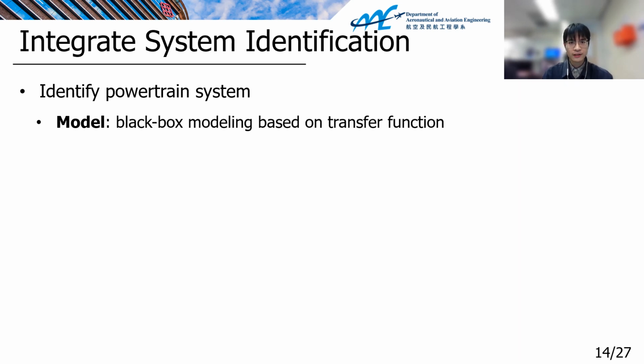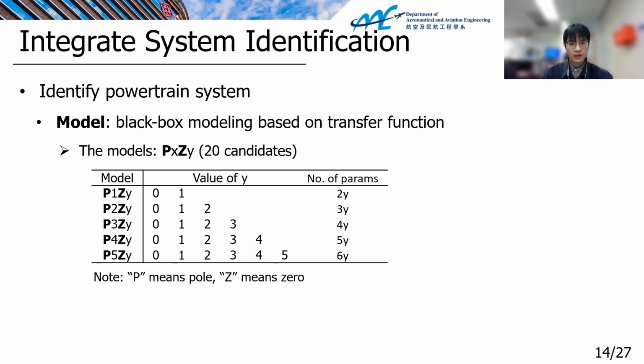Then we need to select the candidate models. Here, we use the black box modeling method based on transfer function. We denote the candidate model as PxZy. P is the pole, Z is the zero, and x is the number of poles, y is the number of zeros. So we can say we got 20 candidates, which is listed in the table.